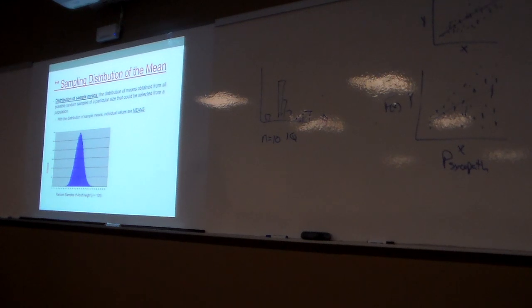Remember that our distribution of sample means is the distribution of means obtained from all possible random samples of a particular size that could be selected from the population, right? The individual values in this graph here, these are means, right? This is how often we get this as a mean, this, and this. So let's say we took random samples of adult height with sample size 100 and plotted those out. This might be what we would get.